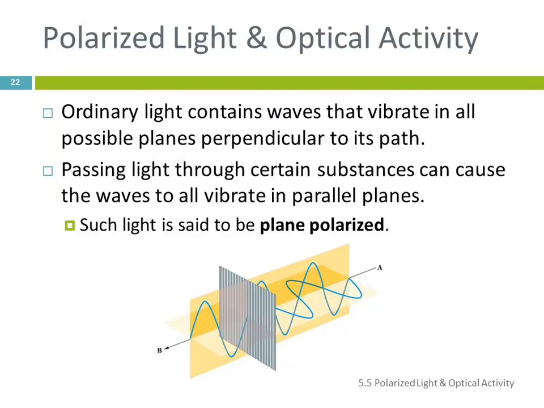We'll take a little detour into physics here and talk about polarized light. Ordinary light has waves that vibrate in all possible planes perpendicular to its path. So here we have light going from point A to point B.